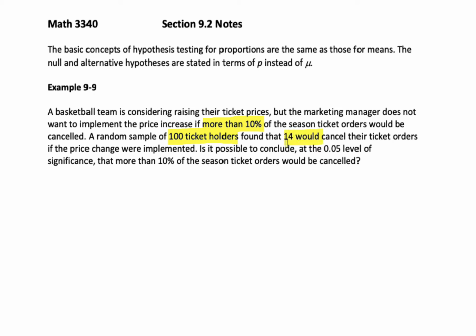Now 14 would be 14%, 14 out of 100, but we want to know if that is significantly enough above 10% that we could say that more than 10% of the orders would be canceled. And we're doing this at the 0.05 level of significance. So that's going to be our alpha. So let's start with our claim here. Our claim is that more than 10% would be canceled.